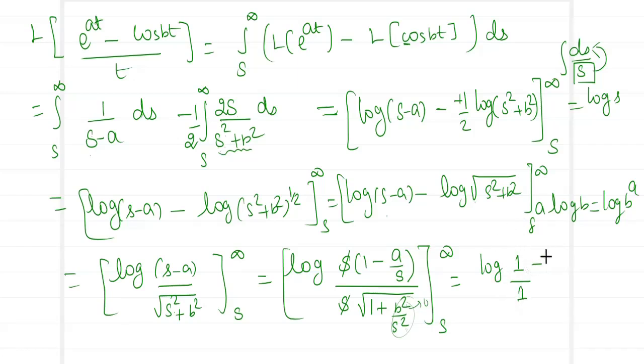Minus, what about my lower limit? Lower limit becomes log of s takes the value s. So it is just 1 minus a by s divided by root over 1 plus b square by s square. What do we know about log 1? Log 1 is going to be equal to 0. So this moves towards 0. And this will be the content which remains for us.